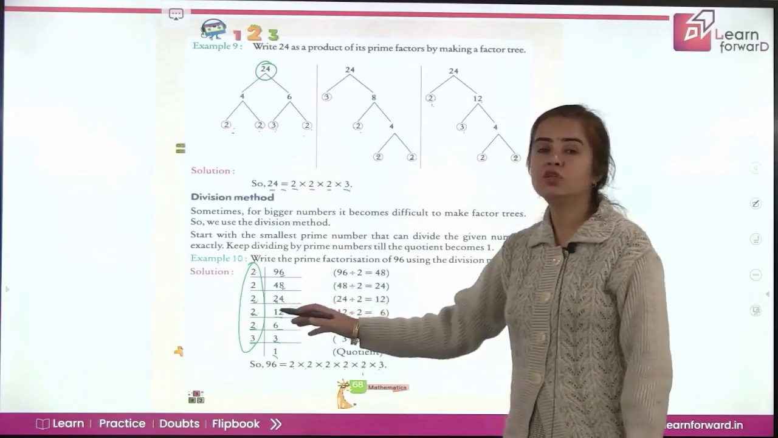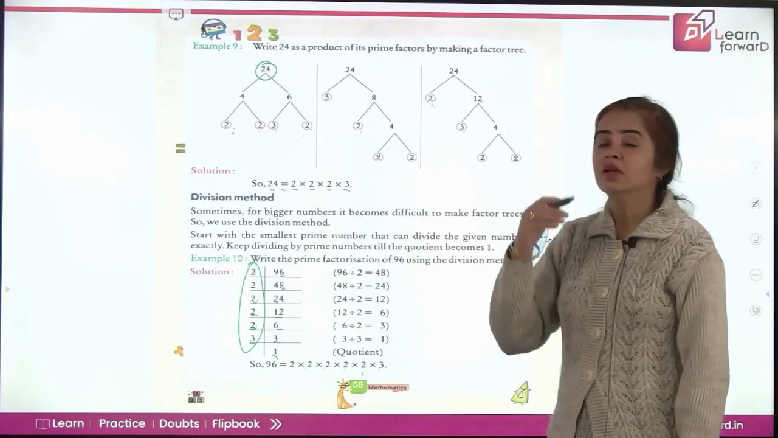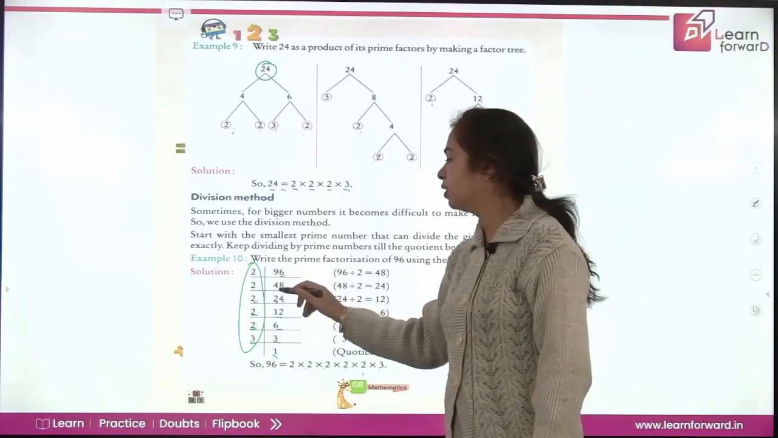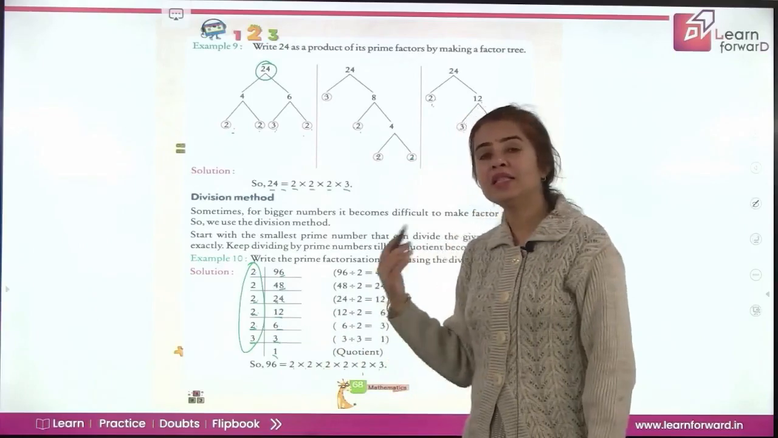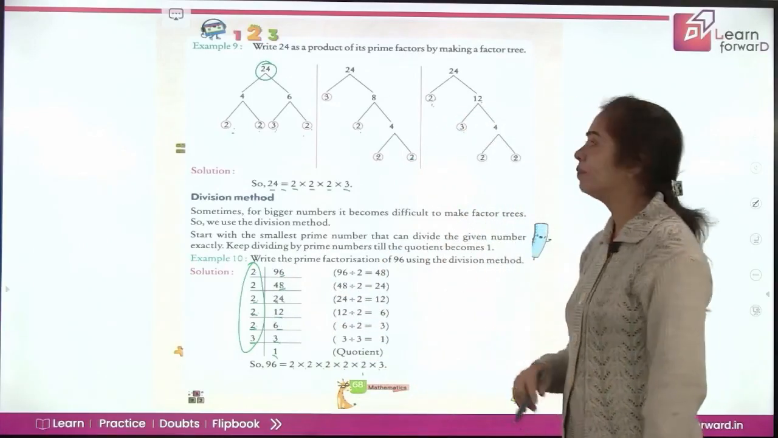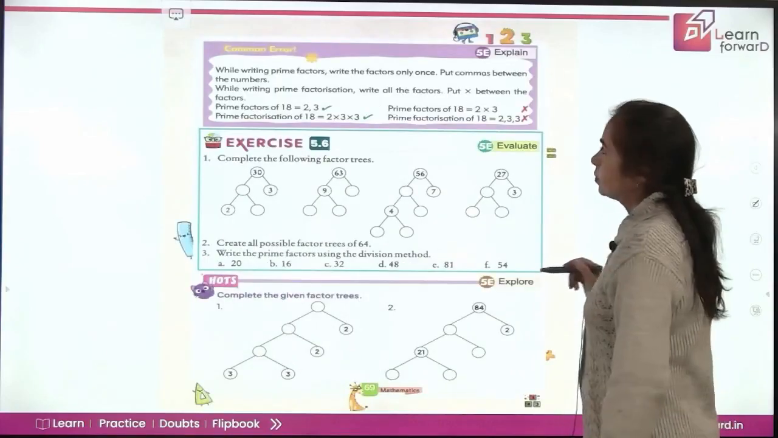The only thing to remember is, normally when you divide you write the quotient up, but here you have to write the quotient below, and in the next step this will be your dividend. Okay, so let's move ahead now.